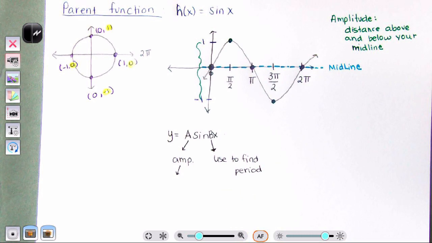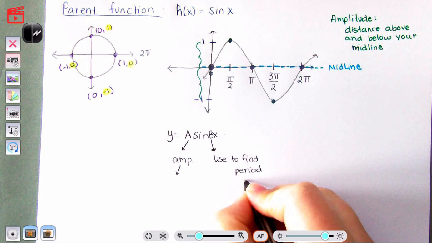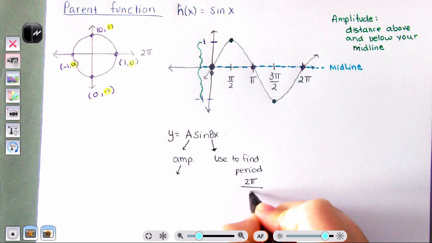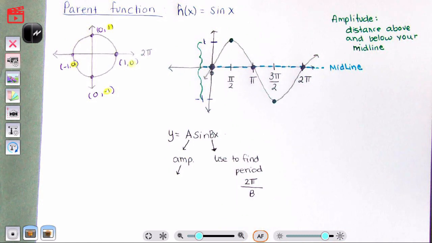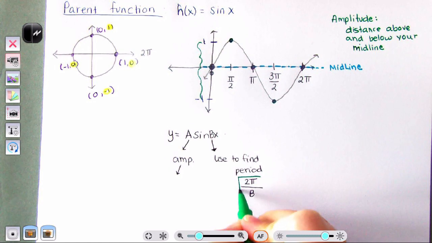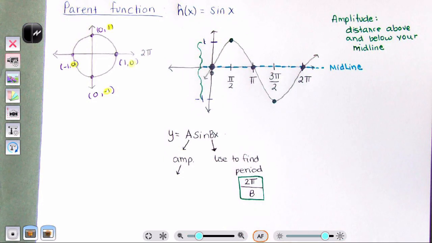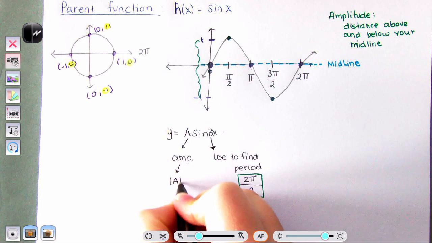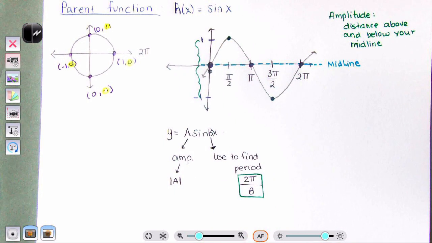So to find the period of your function, you're going to say 2 pi. We know that for a sine wave, 1 full rotation is 2 pi. And you're going to divide that by B. That is super important. Now amplitude, we're going to do the absolute value of A. And again, that's the distance you're going above and below your midline.